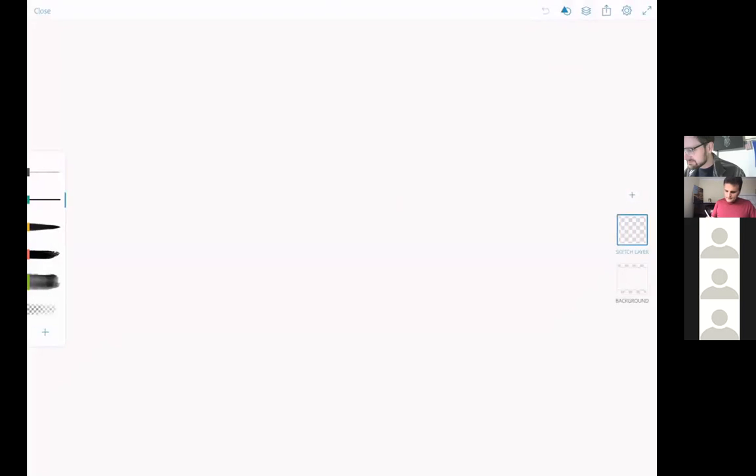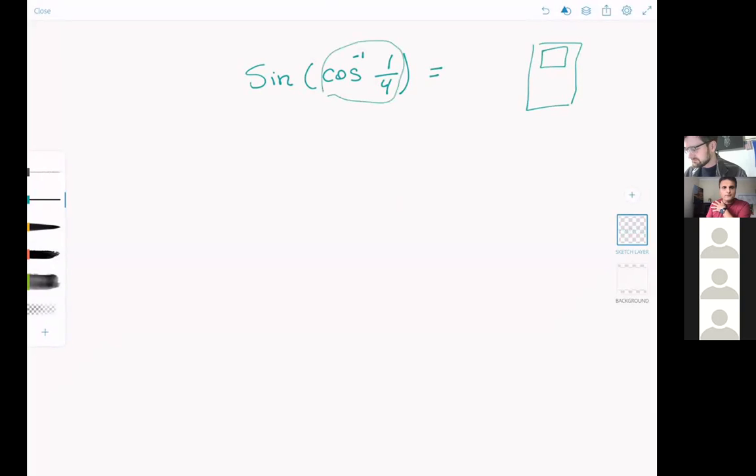So the question is sine of cosine inverse of 1/4. They said exact, so evaluate without the calculator. If I say use a calculator, you pick this in the calculator, it gives you a number, you find sine of that, and you're done. But no calculator.